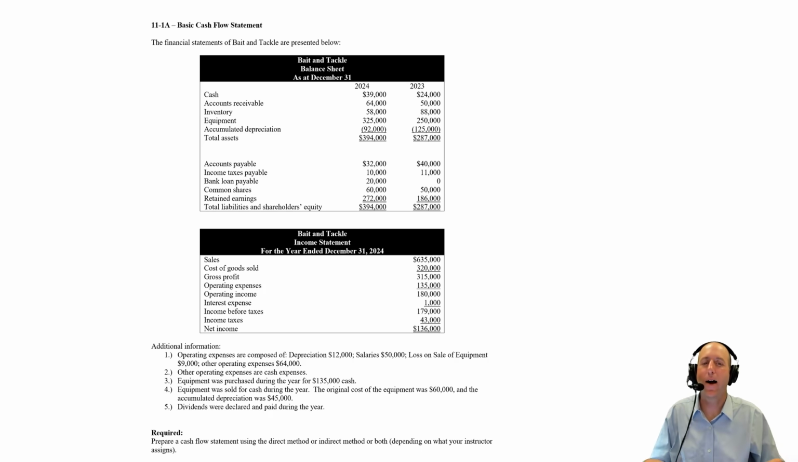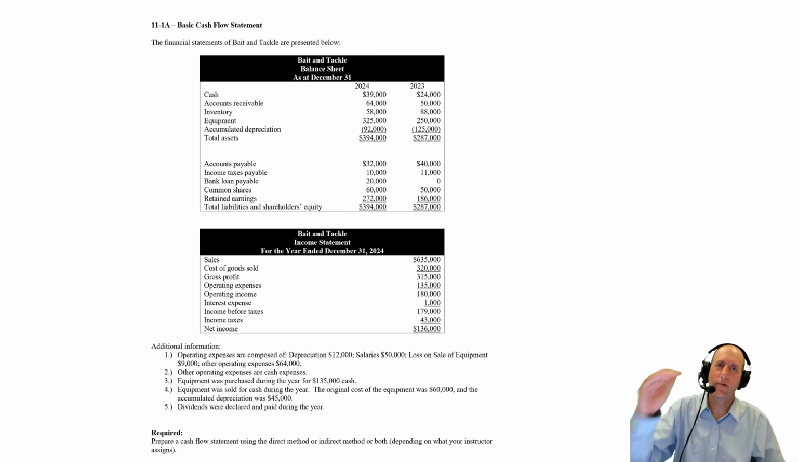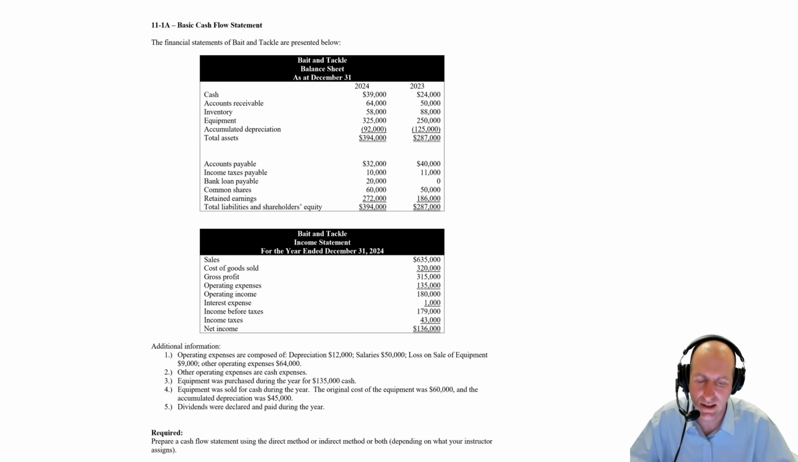Let's jump in now to problem 11.1a. The financial statements of Bait and Tackle are presented below, a balance sheet and an income statement. As a professional accountant, I often found myself in this situation. I would have done the other financial statements, the income statement, the balance sheet, the statement of changes in equity, or the statement of retained earnings as it's sometimes called, and I'd be moving on to the cash flow statement, but I would have those statements in hand, and this is a very typical position to be in.